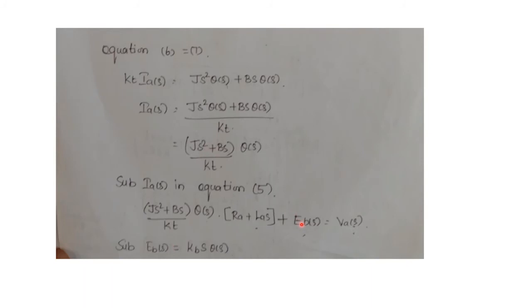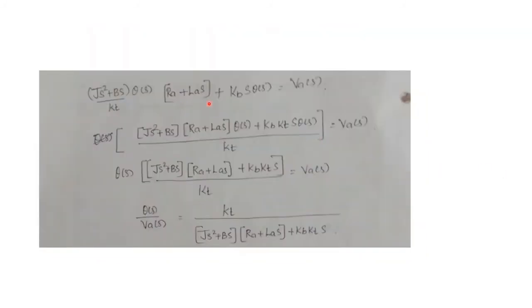Now all the 4 equations are involved here. If we substitute the EB of S and also IA of S, the equation will be like this. Our aim is to find theta of S divided by VA of S. On the right side we have VA of S, so on the left side we have to take theta of S as common. But here we have 2 elements: this is the first element plus this is the second element. So we have to bring the common denominator, then only we can take this theta of S outside.